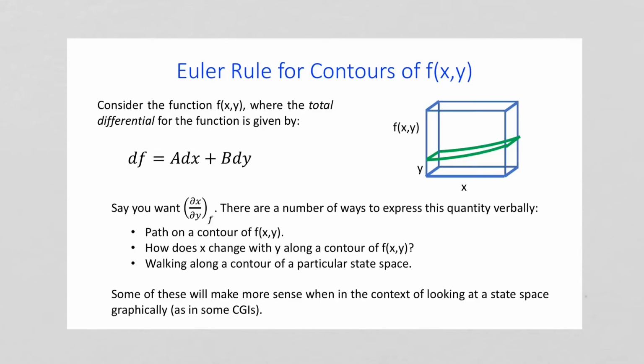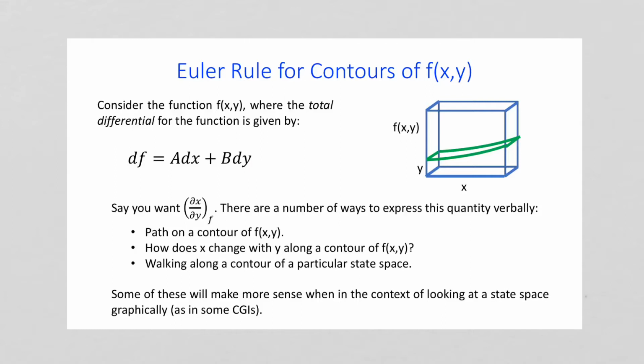Hi there, this video is going to walk you through the Euler rule for contours of functions of x and y, which, as you're aware, is the style of function that we tend to encounter in thermodynamics. Okay, so what we're going to do is consider a general function, f of x and y, where the total differential for the function is given by df equals a dx plus b dy.